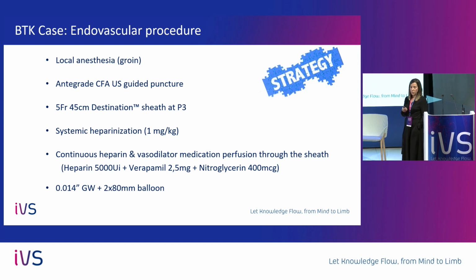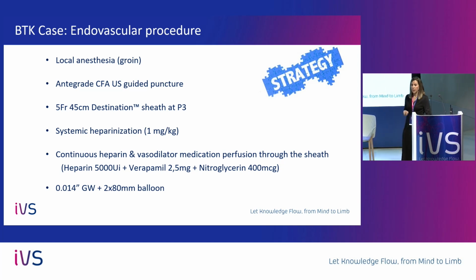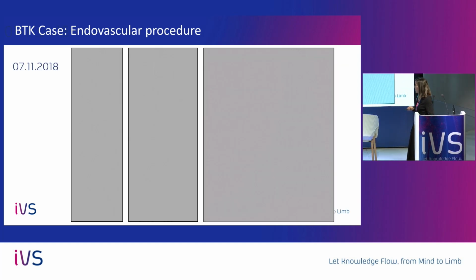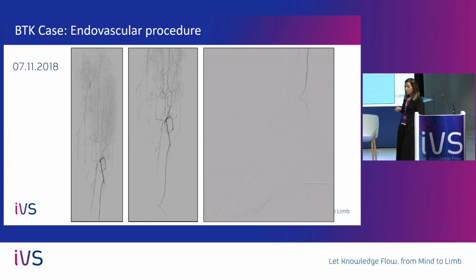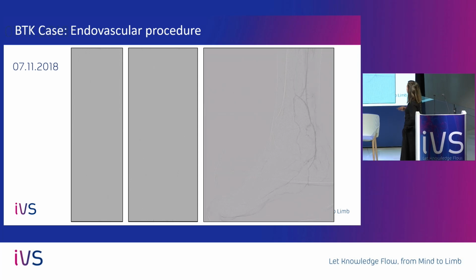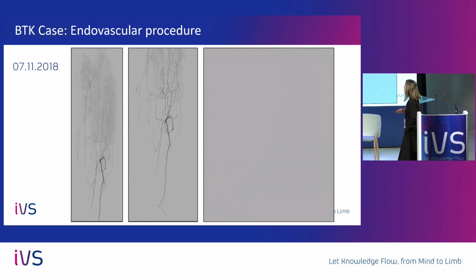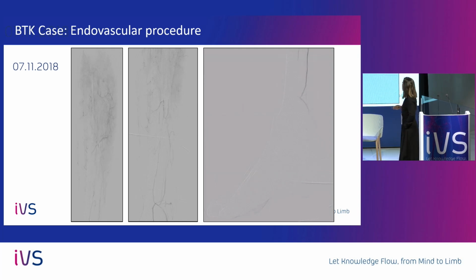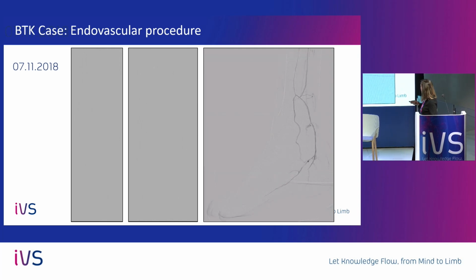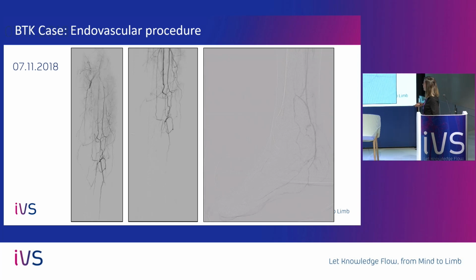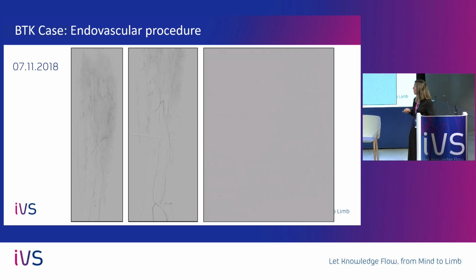But in this case, we prefer to go with an 014 diagonally because we thought with this rheumatologic disease, probably we have a vasospasm. So that's why we went directly with an 014. So this procedure was done in November 2018. You can see the basal angio. No posterior or anterior tibial artery patent, no dorsalis pedis artery patent, and we can see here a posterior dominant peroneal artery.